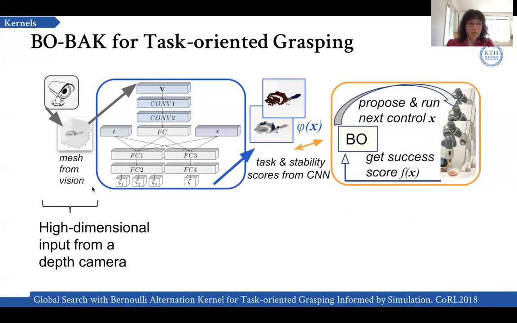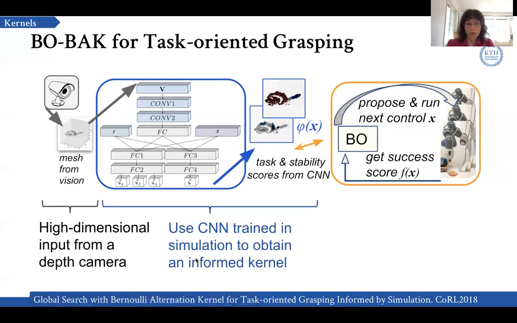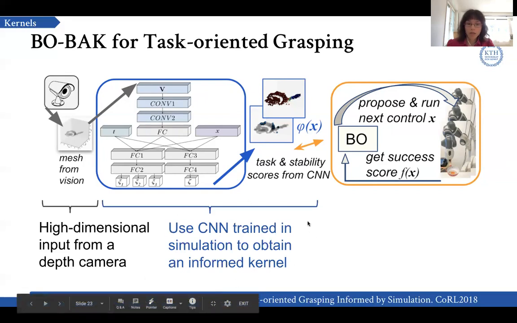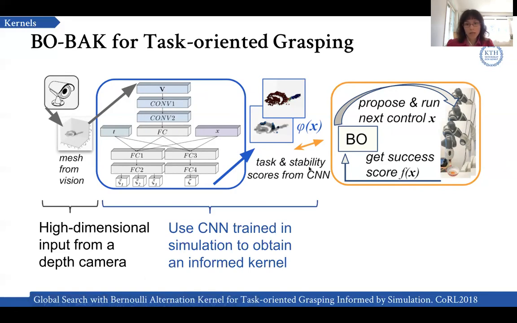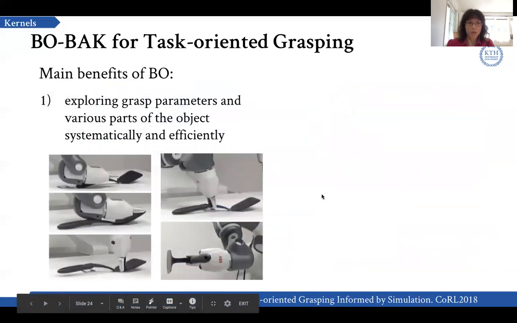Together with my colleague, we defined a way to extract the high-dimensional input from a depth camera. Then my colleague Mia trained a convolutional neural net to extract task stability scores and grasp suitability from the OpenRAVE simulator. This is task-oriented grasping, where we want to grasp, let's say, a certain part of the object that is appropriate for the task. Then I run Bayesian optimization on hardware to find the task-appropriate grasps and improve them in a few trials. For example, here the grasps suggested by simulation were either unreachable or really awkward for the robot, and with Bayesian optimization we found better approaches.